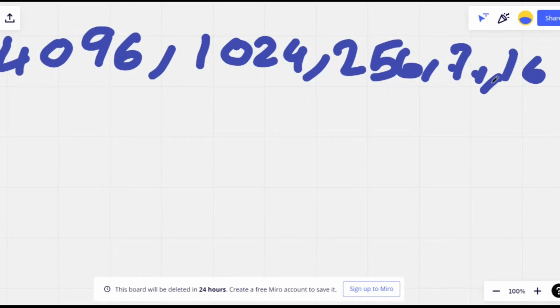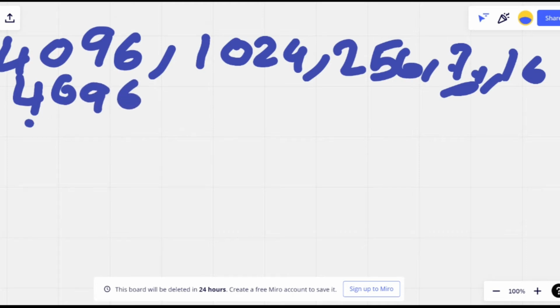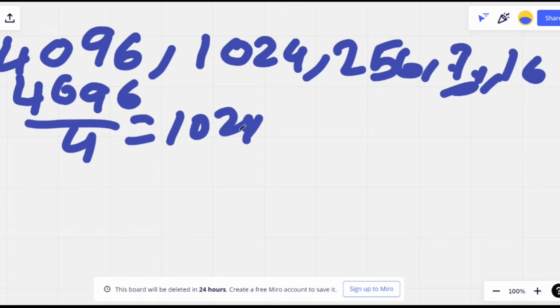So the numbers are 4096, 1024, 256, and a question mark over here, and 16 at last. I hope you understand what I wrote. I hope you got the answer. It's a very easy one. 4096 is exactly 4 times 1024. Similarly, 1024 is exactly 4 times 256, and 256 is exactly 4 times which number? 64. So the answer is going to be 64.